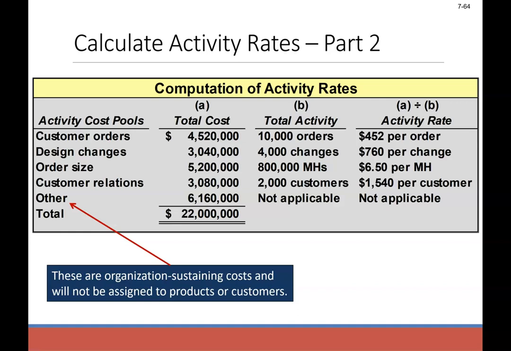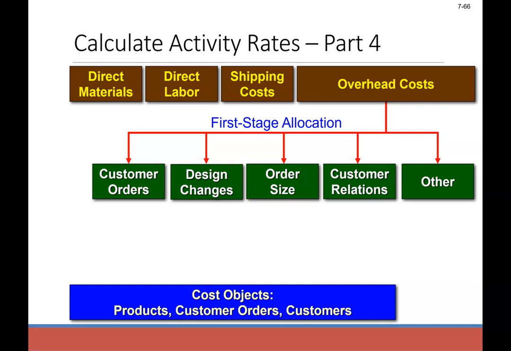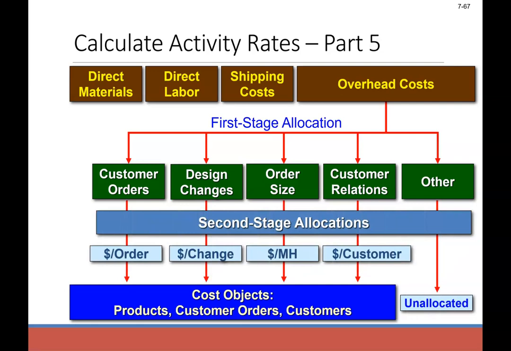Then machine hours, we've got cost related to the order size. Customer relations, each customer contact is averaging $1,540 per customer. So what we'll do is trace as much as we're able to the direct materials, the direct labor, and the shipping costs to the various cost objects. Now, the overhead costs are going to the orders, the design changes, the order size, customer relations, and other. So you see the second stage allocation.